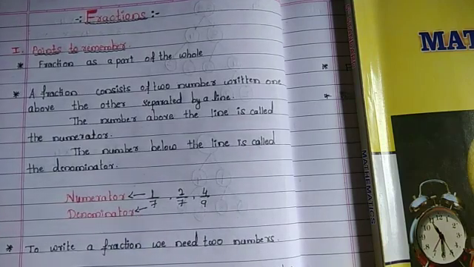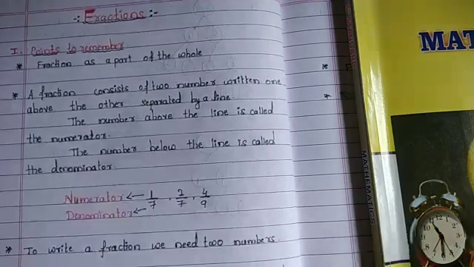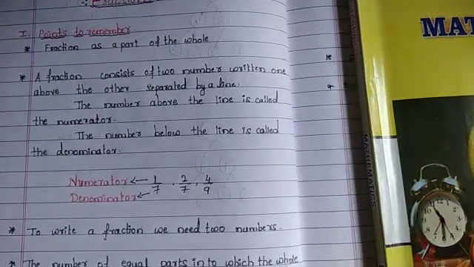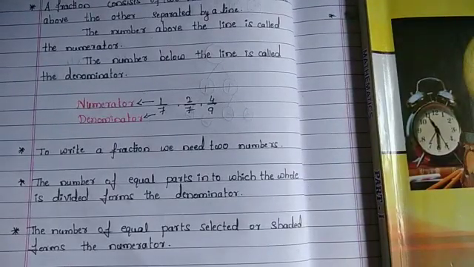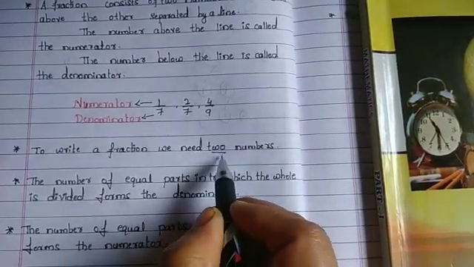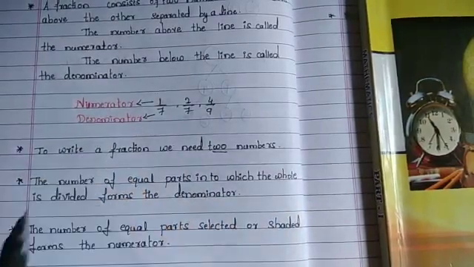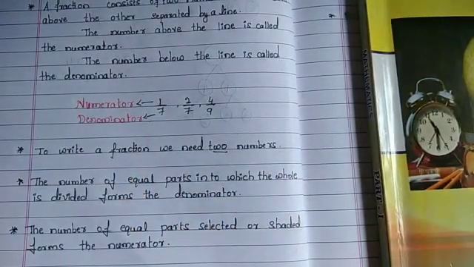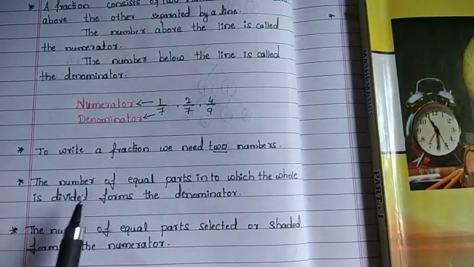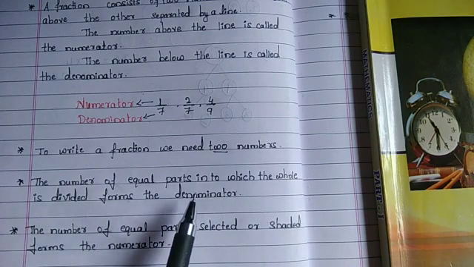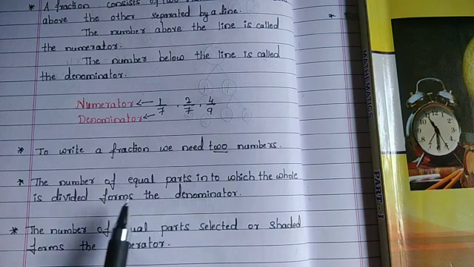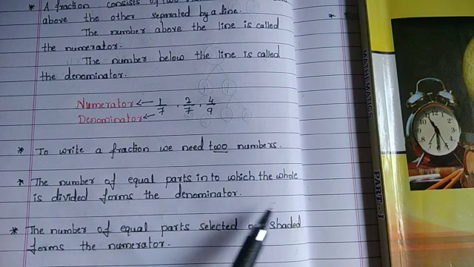To write a fraction, we need 2 numbers. To write a fraction, we need how many numbers, dear students? 2 numbers. It's very important. Why 2 numbers? Because one is a numerator and one is a denominator. Next one: the number of equal parts into which the whole is divided forms the denominator. Yes, that is also correct.